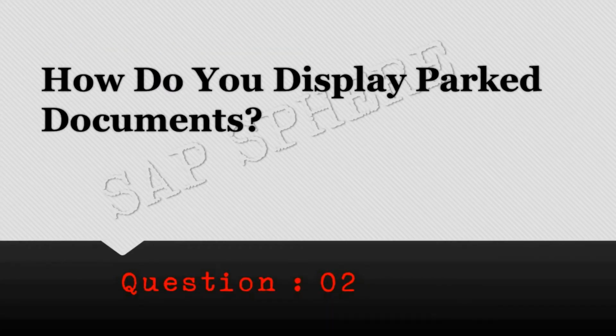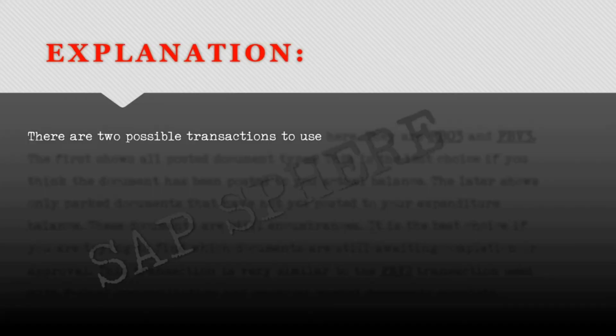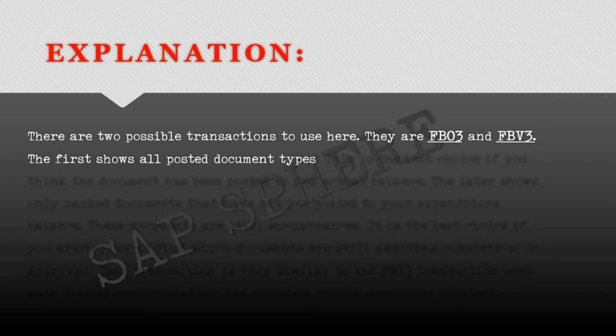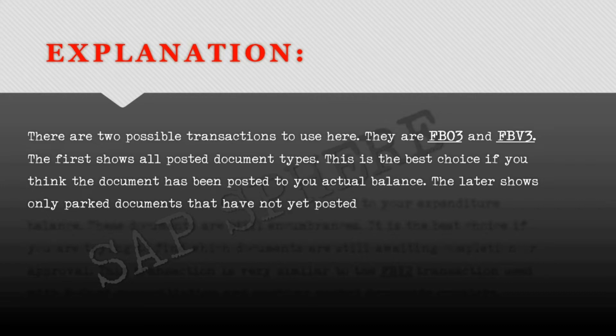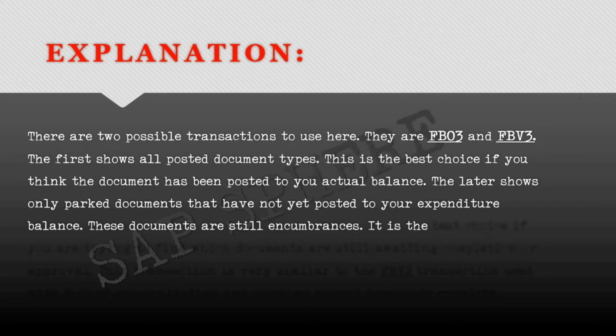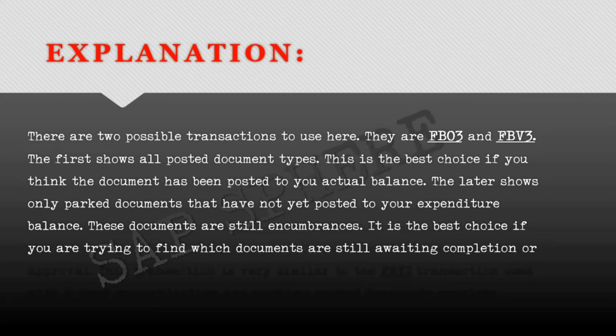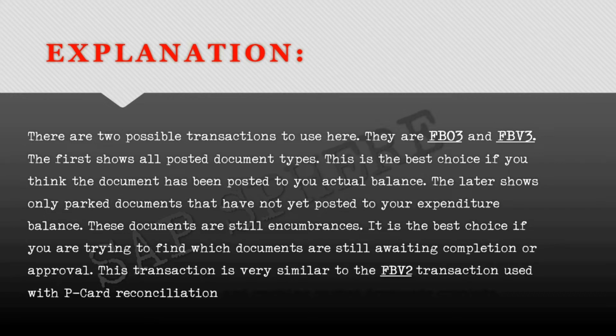How do you display parked documents? There are two possible transactions to use here. They are FB03 and FBV3. The first shows all posted document types. This is the best choice if you think the document has been posted to your actual balance. The latter shows only parked documents that have not yet posted to your expenditure balance. These documents are still encumbrances. It is the best choice if you are trying to find which documents are still awaiting completion or approval. This transaction is very similar to the FBV2 transaction used with P-card reconciliation and marking parked documents complete.